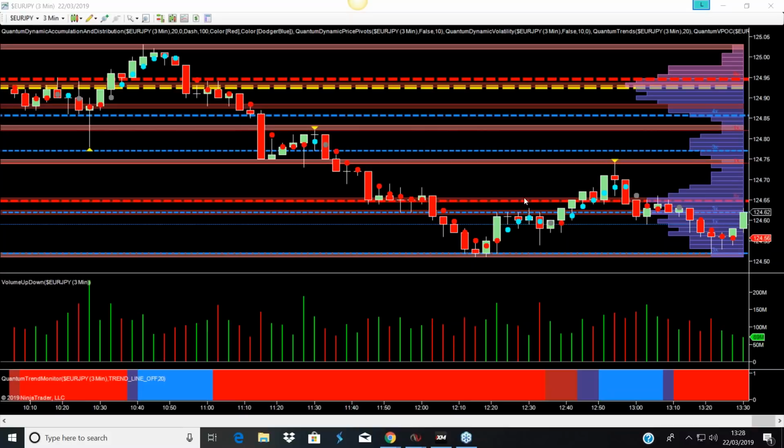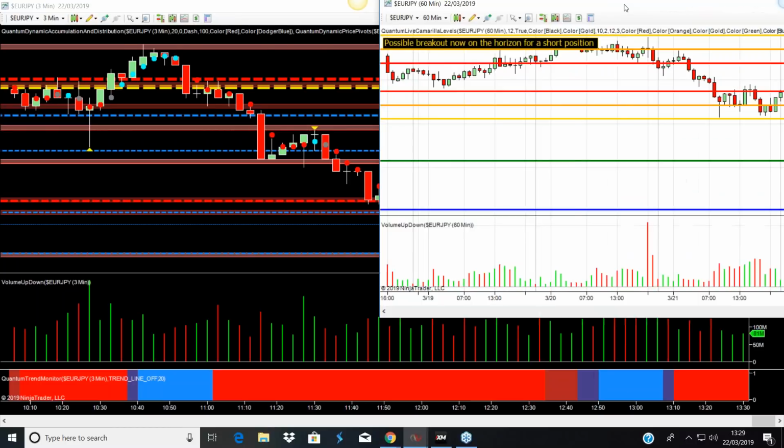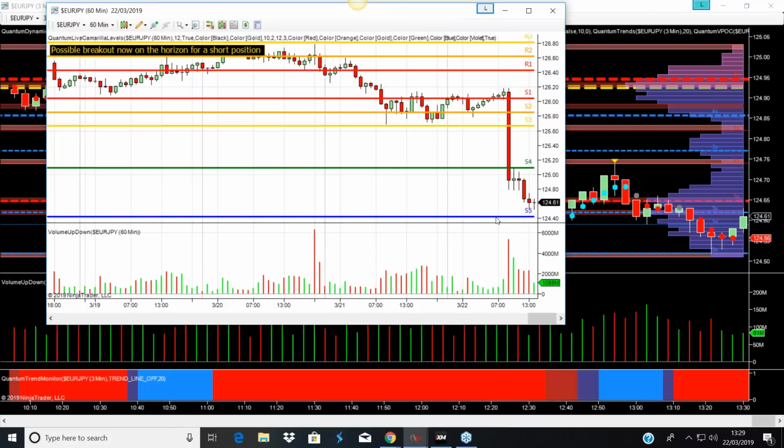Back on the 3-minute chart of the euro yen, and what's interesting, as we can see here, is a little hammer candle under here with a reasonable amount of volume. Just moving back here where we had some buying, we had the bounce off this level, which is about 124.40, which is pretty close to the S5 over here on the Camarilla.